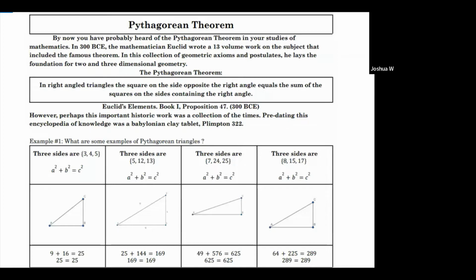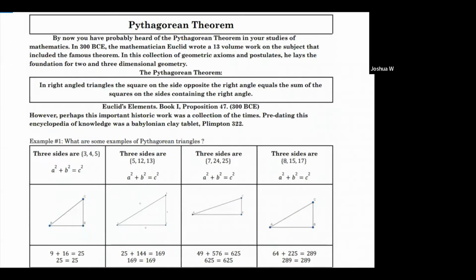So this video will cover a few examples with the Pythagorean theorem. By now, you've probably heard of the Pythagorean theorem in your studies of mathematics. In 300 BCE, the mathematician Euclid wrote a 13-volume work on the subject that is included with this famous theorem. In this collection of geometric axioms and postulates, it lays the foundation for 2- and 3-dimensional geometry, the Pythagorean theorem.